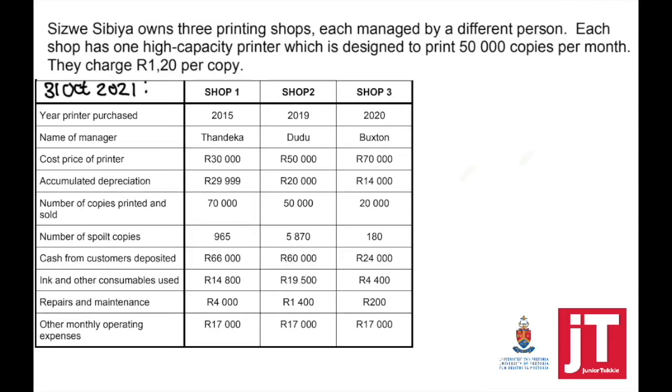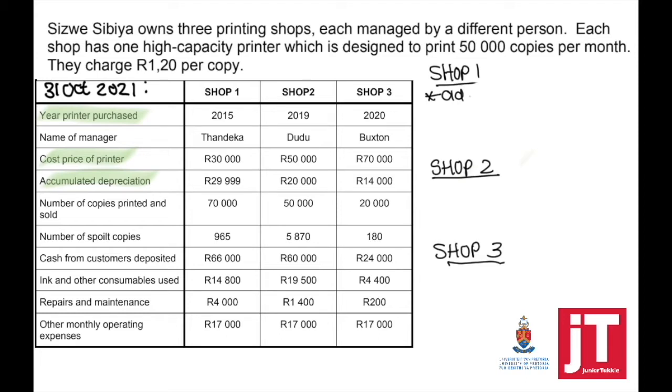So looking now at the year the printer was purchased, we're going to look at shop 1, shop 2, and shop 3, and we're going to look at the cost and the accumulated depreciation. If I compare the year the printer was purchased, shop number 1 has the oldest printer. It was purchased in 2015.